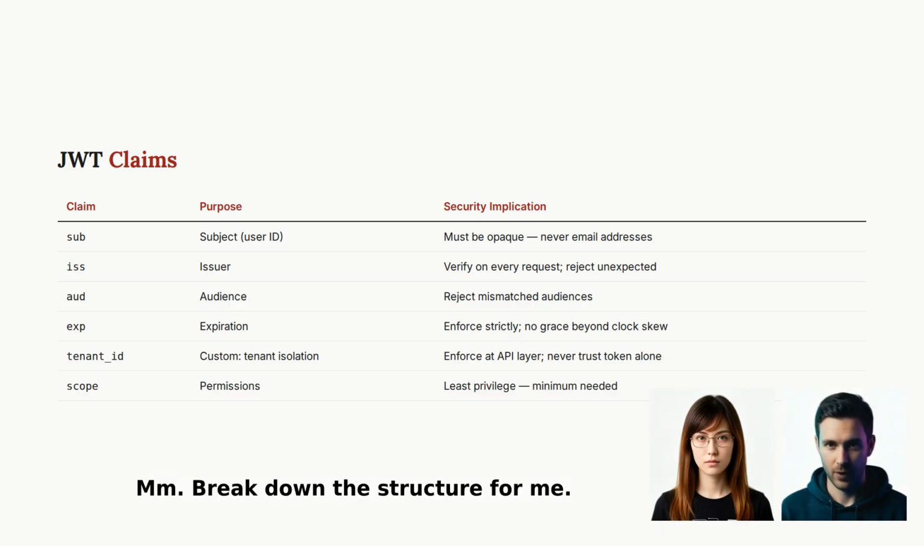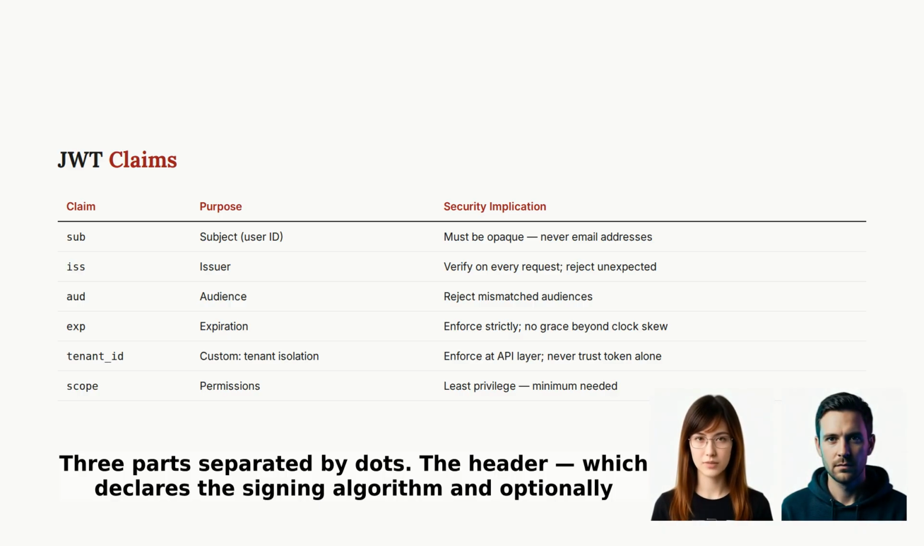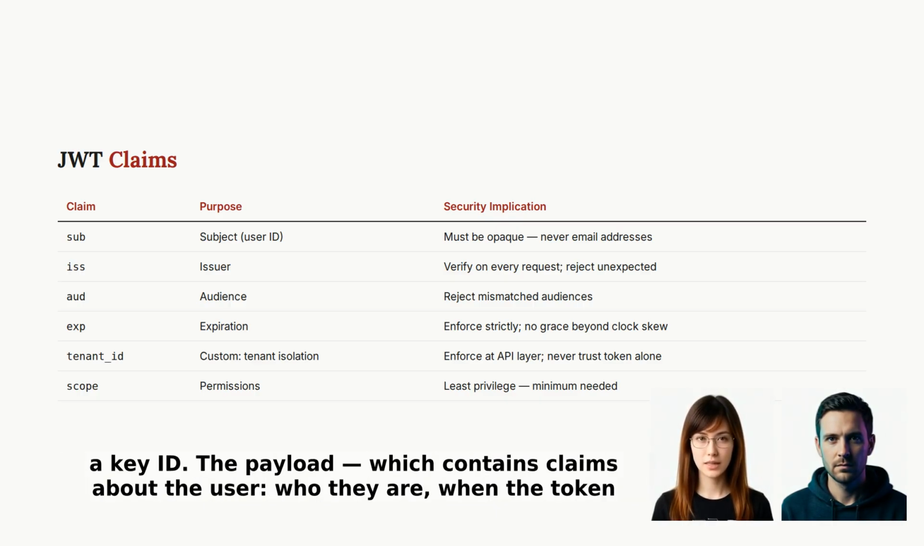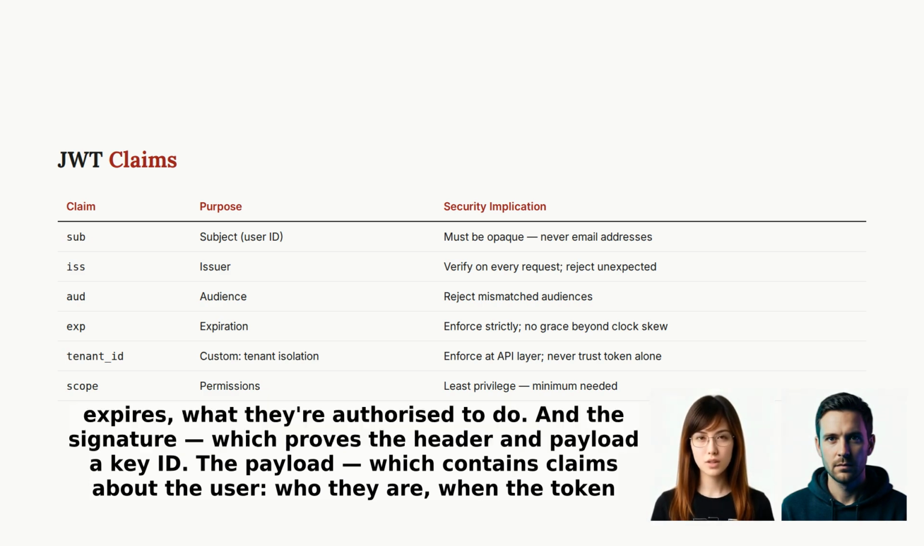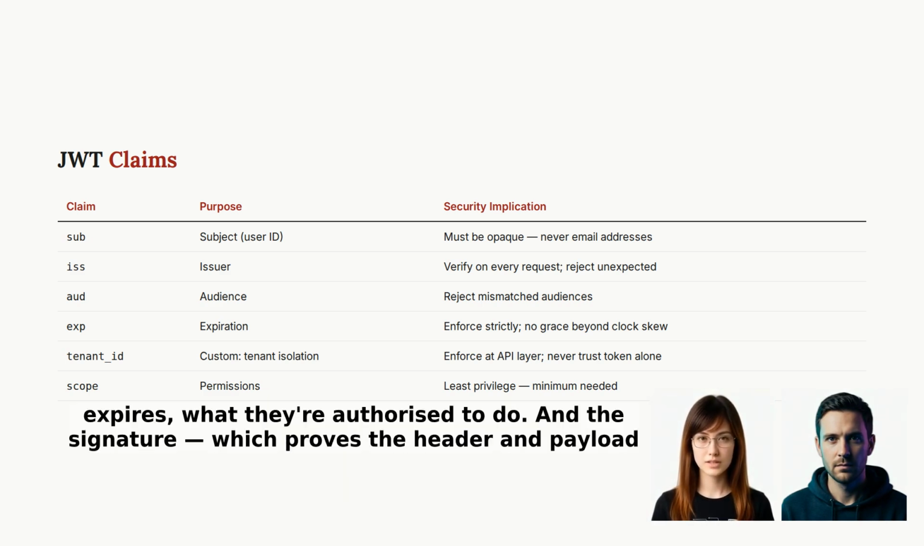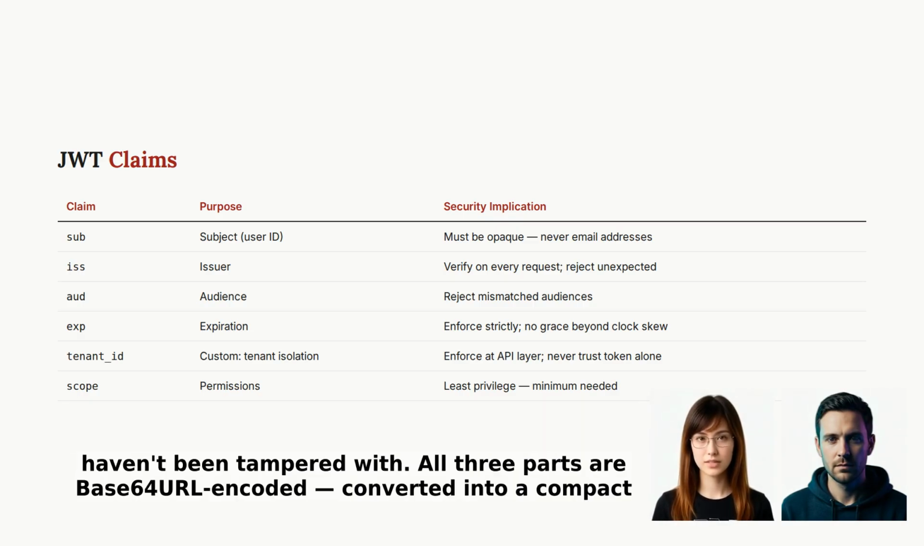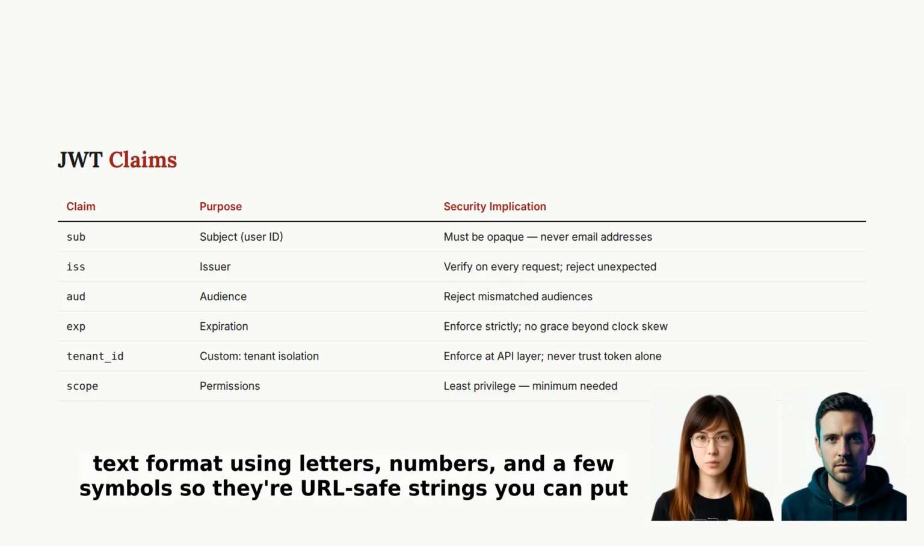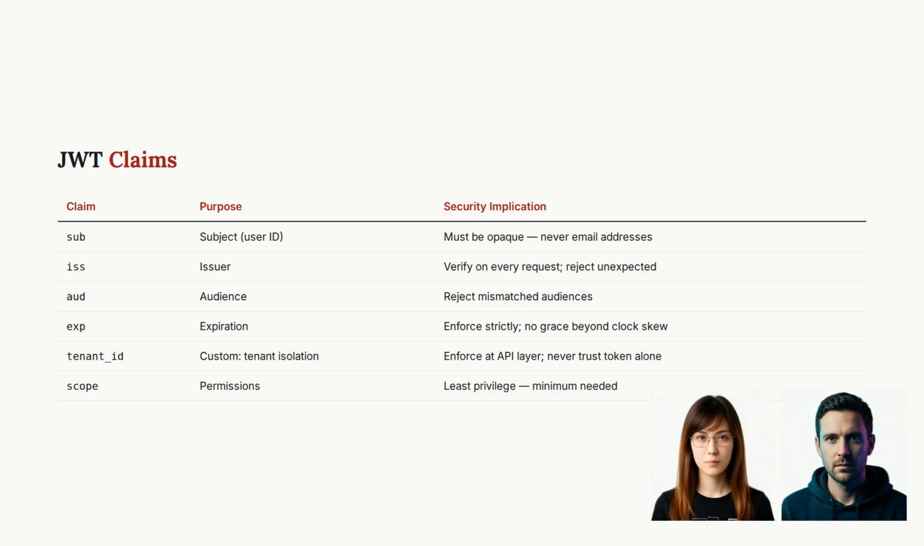Break down the structure for me. 3 parts separated by dots. The header, which declares the signing algorithm and optionally a key ID. The payload, which contains claims about the user: who they are, when the token expires, what they're authorized to do. And the signature, which proves the header and payload haven't been tampered with. All 3 parts are base64 URL encoded, converted into a compact text format using letters, numbers, and a few symbols, so they're URL-safe strings you can put in HTTP headers.